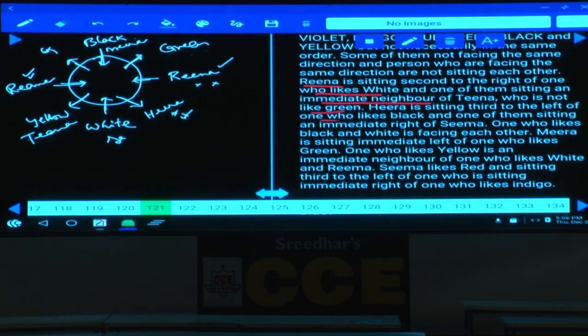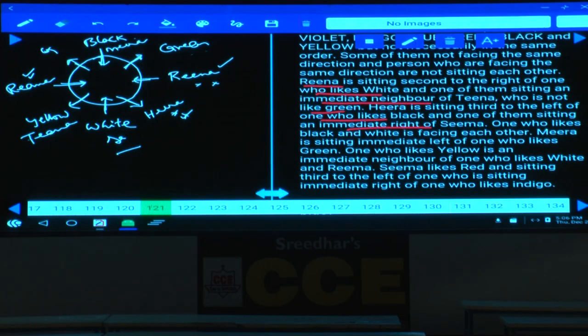Hira is seated third to the left of the one who likes black. We are taking this, and one of them is seated an immediate neighbor of Seema. One of them is seated immediate neighbor of Seema means either Hira or this black is an immediate neighbor of Seema. Isn't it? Seema can be either at this place or in these two places. Tell me, where should this Seema be?